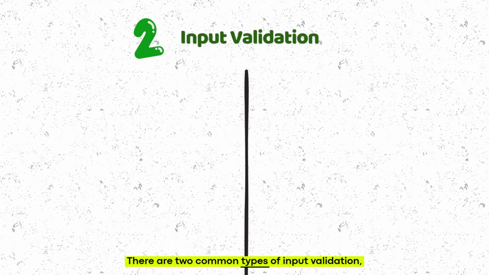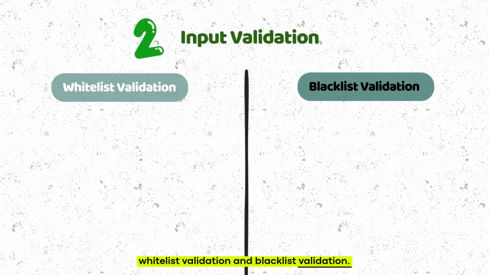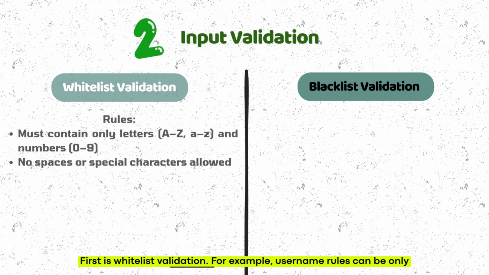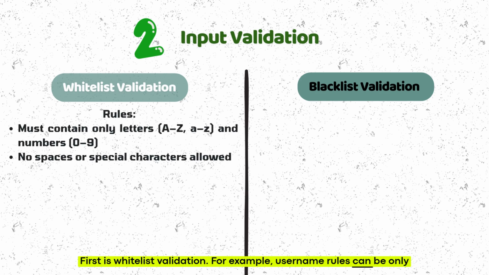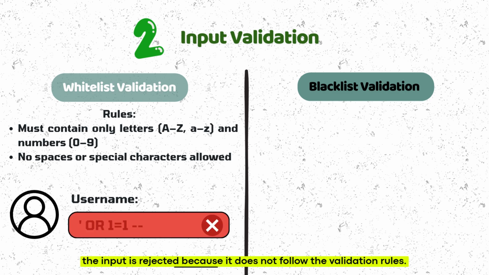There are two common types of input validation: whitelist validation and blacklist validation. First is whitelist validation. For example, username rules can be: only allow letters from A to Z and numbers from 0 to 9. No spaces or special characters are allowed. If a user enters John123, the input is accepted. However, if the user enters OR 1=1, the input is rejected because it does not follow the validation rules.